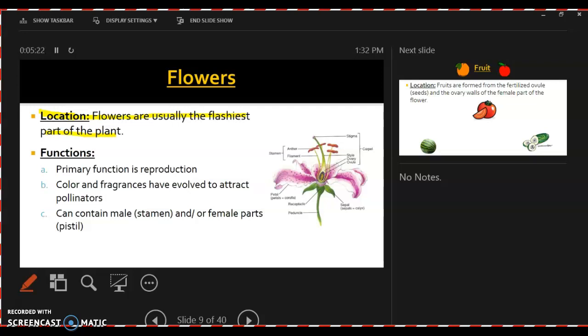Okay, so what is the function of the flower? The function is primarily for reproduction. Okay, the color and fragrances are to attract pollinators, and they're going to contain the male and the female parts. They can contain both, but understand that the flowers, yes, they're pretty, and yes, people put them out, but the main reason that they plant flowers is to attract pollinators.